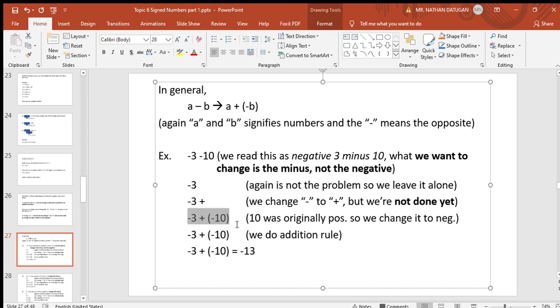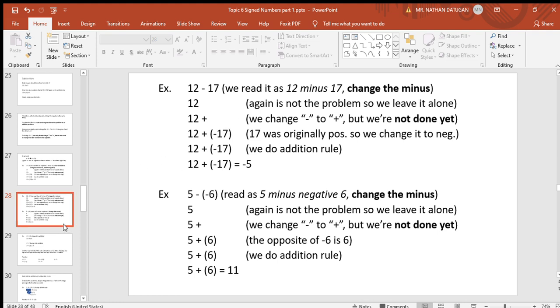Again, now we have an addition problem. So we're going to do the addition rule. Negative 3 plus negative 10 is negative 13 because of the addition rule. If you still don't get the addition rule, go back to previous problems and do it again. Because to do subtraction, you need to do addition.